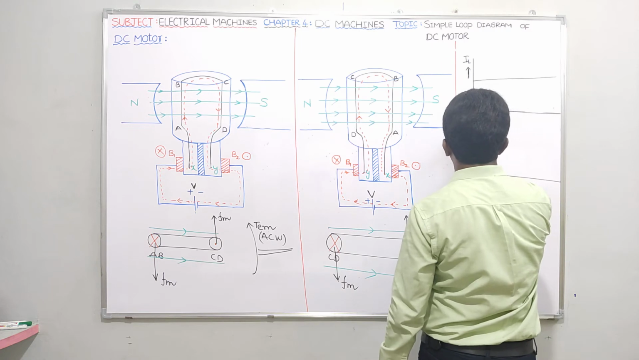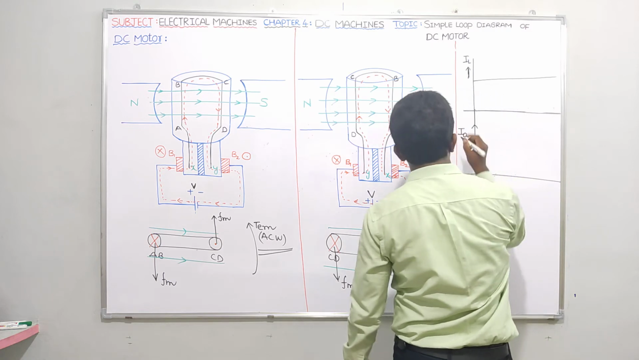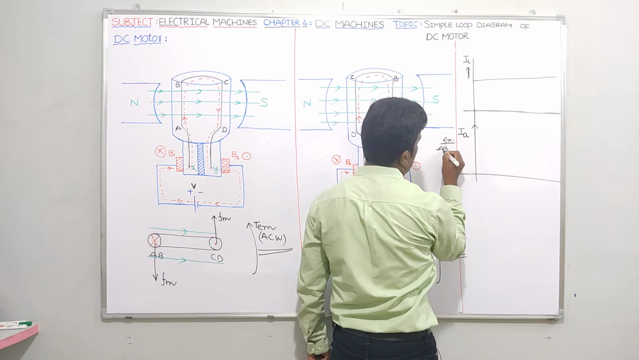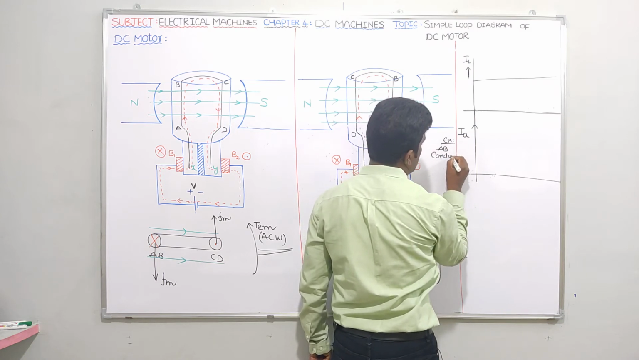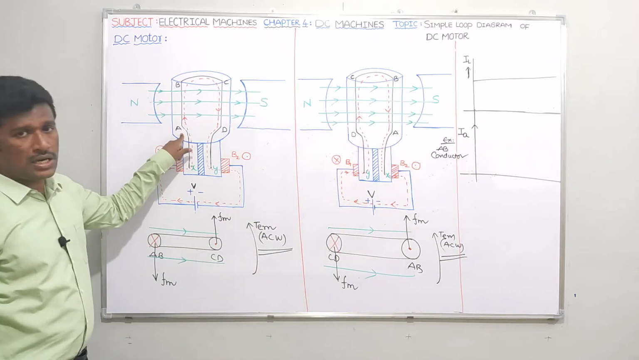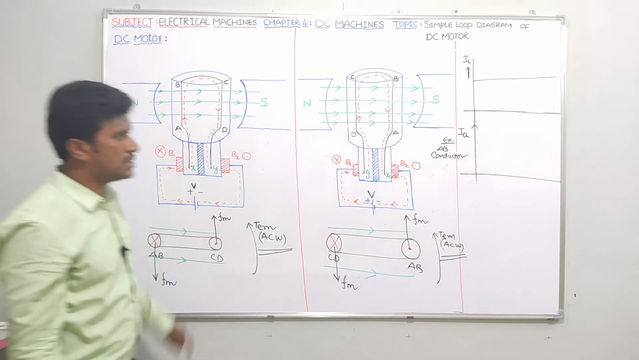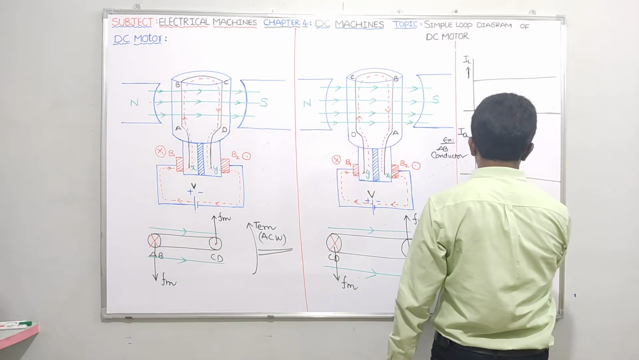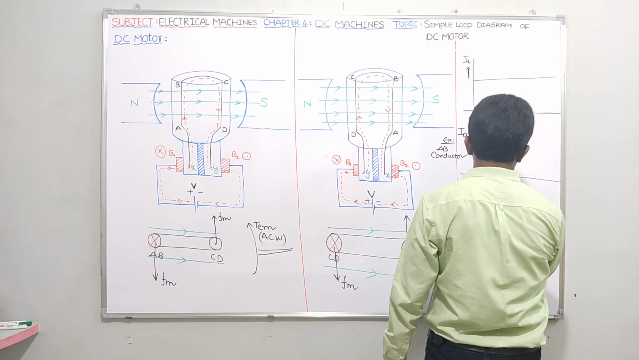I am just going to draw the armature current waveform. For that example, I had taken the AB conductor. You can take any one. You can take the AB conductor or you can take the CD conductor also. I have taken the AB conductor here. Initially in the AB conductor, current is flowing from A to B. A to B, I'll assume it like this.